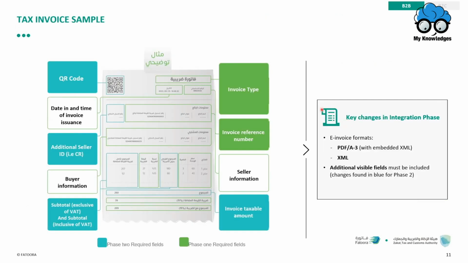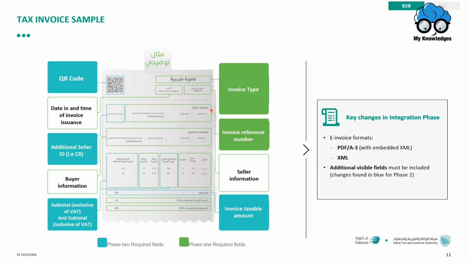This is a sample of how a B2B or a tax invoice would look like. You can see here that we have the QR code. We have the invoice type, which is the tax invoice in this example. We have the reference number. We have the date time stamp as well.